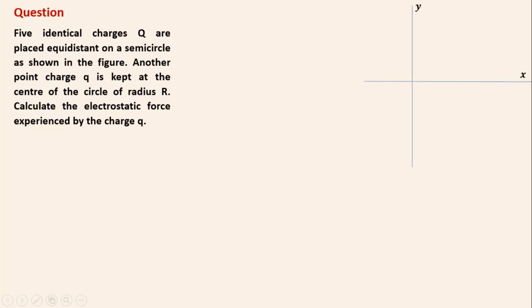Let us consider an XY coordinate system. In that, at the origin we placed the charge small q, and there is a semicircle, and there are 5 charges placed at different positions. Let us name their values as Q1, Q2, Q3, Q4 and Q5. Though we named them as Q1, Q2, Q3, Q4, Q5, they are all having equal magnitude. Their radius is capital R, and Q2 and Q4 are at an angle of 45 degrees.